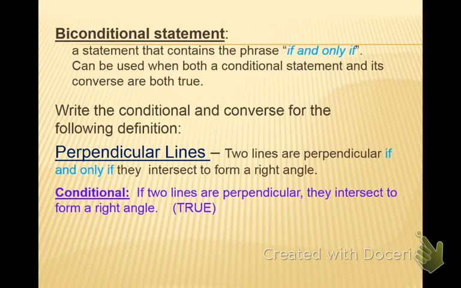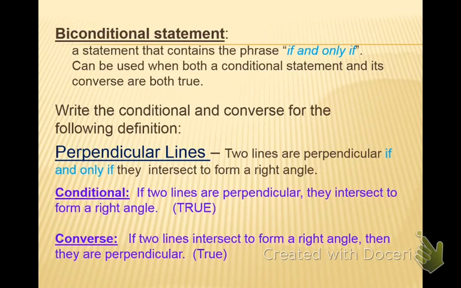What would be the converse that we could write? If they intersect to form a right angle, then the two lines are perpendicular. Right. I would say if two lines intersect to form a right angle, then they are perpendicular. So that's the converse of this statement. Both of those things are true. If they intersect to make a right angle, then they're going to be perpendicular. So if I know this is an if and only if, I know both this statement and that statement are true. That's a biconditional. The if and only if means that it's true either way.